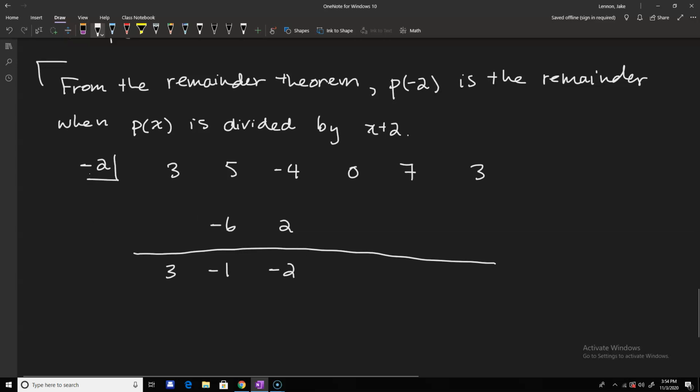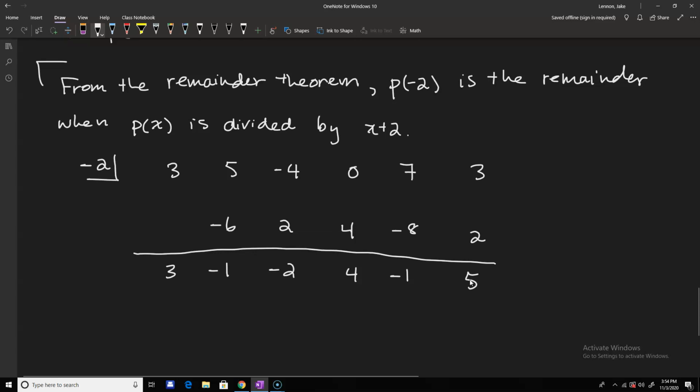We multiply negative 2 with a negative 2 in the top left corner. We get a positive 4, write that below the 0. Add those two, we get a 4. Take that 4, multiply by negative 2. We get a negative 8, not negative 6. We write negative 8 below the 7. Add, and we get negative 1. Negative 1 times negative 2 is positive 2. Add, and we get 5.